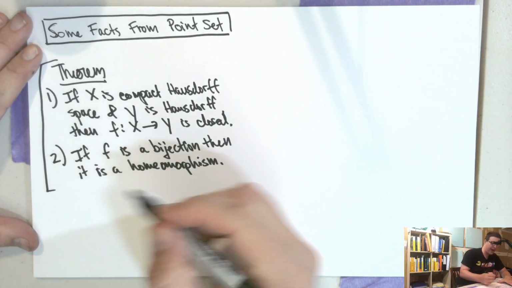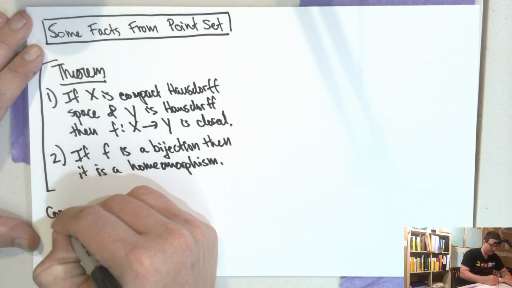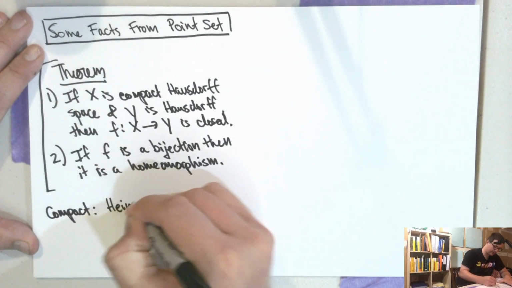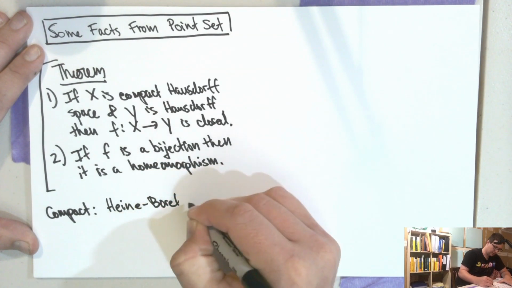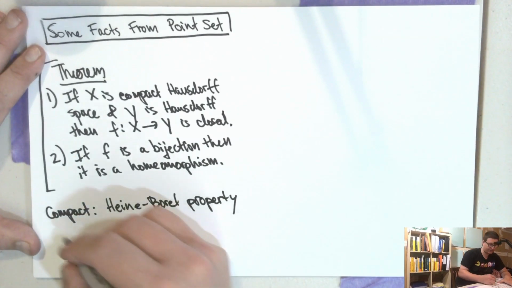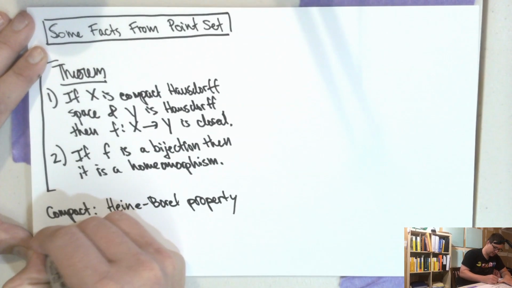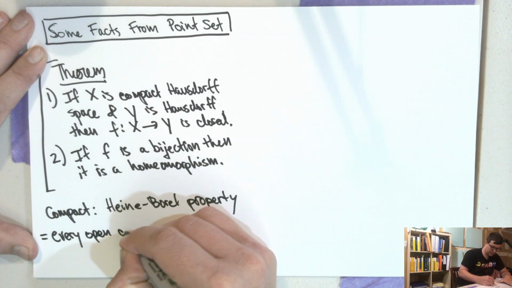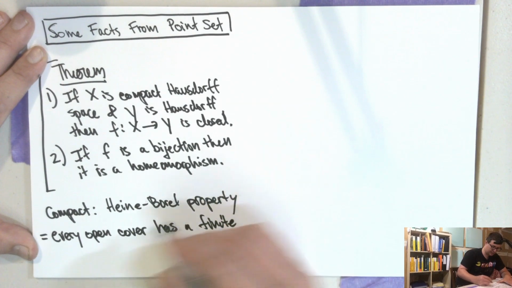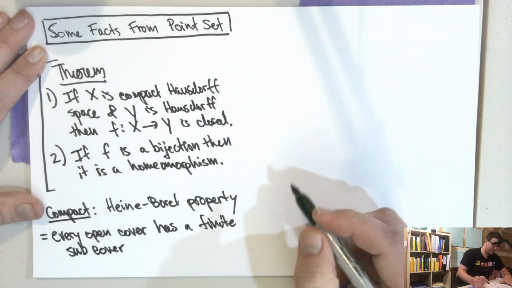So the word compact, right? So compact means it has the Heine-Borel property. So every open cover has a finite subcover, right? So it has a finite subcover. Okay. What's another word that we need to define?